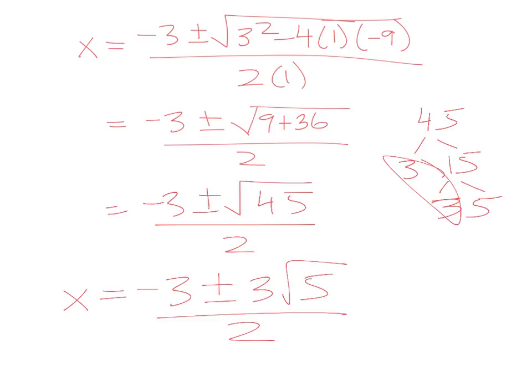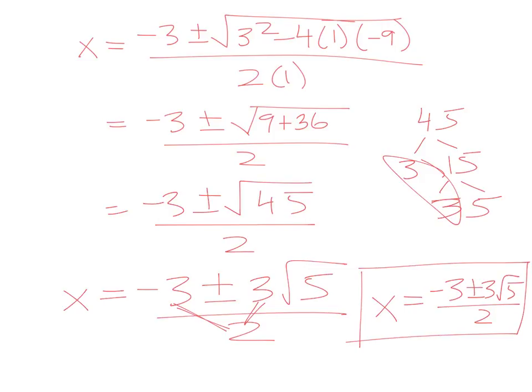Okay, now you can't add negative 3 to the 3 square root of 5, so there's nothing we could simplify here. I can't divide the 2 into either of these whole numbers here. So my answer then is negative 3 plus minus 3 square root of 5 over 2. That's as much as we could simplify it. We could compact our two answers into one here. All right, done.